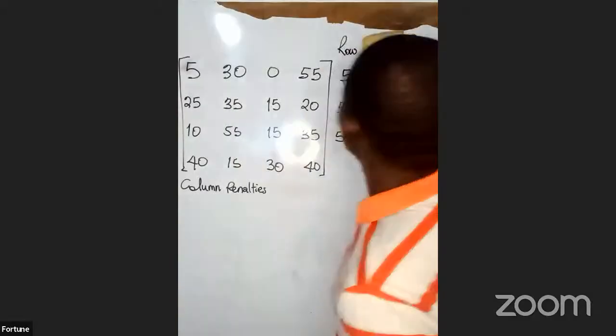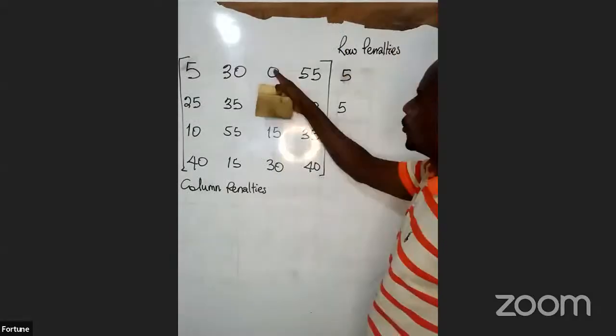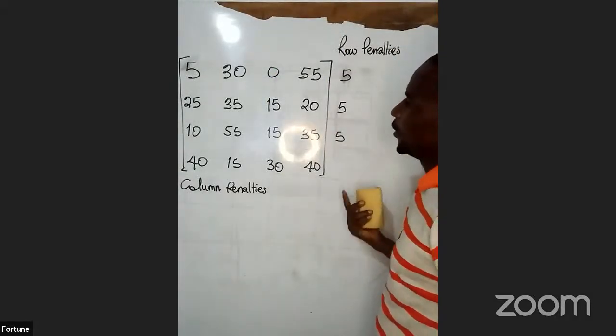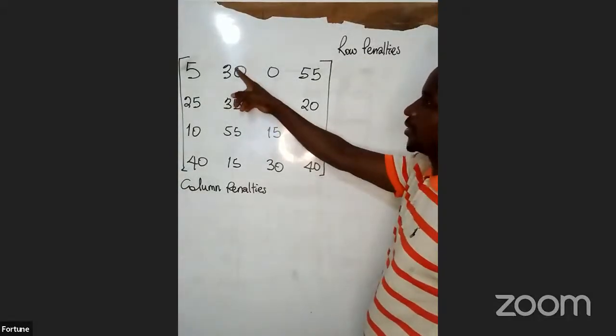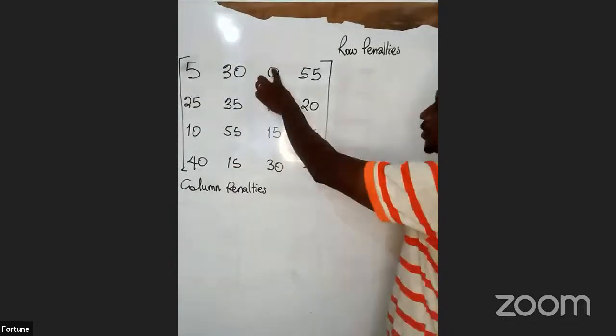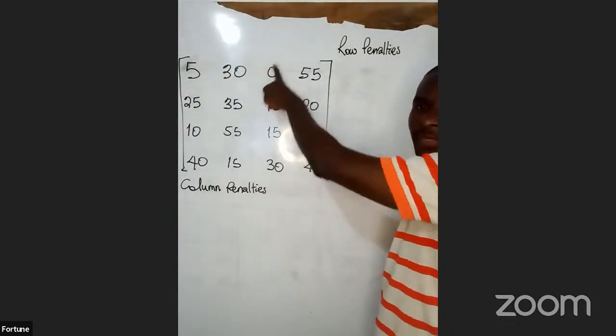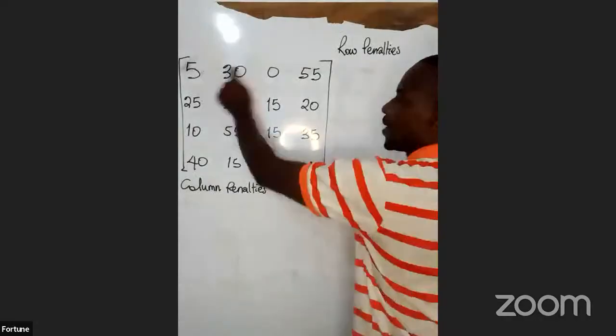Mr. Fortune, I'm confused. If you deduct 5 from 30, you get 25 or 5. This is 0. It's taking the least. Okay, since you're confused, let me start over. But you don't use 30. 30 is not the next least. The least here is 0. 0 is a number. The least is 0, and the next least is not 30, but rather 5. So 5 minus 0 is 5.